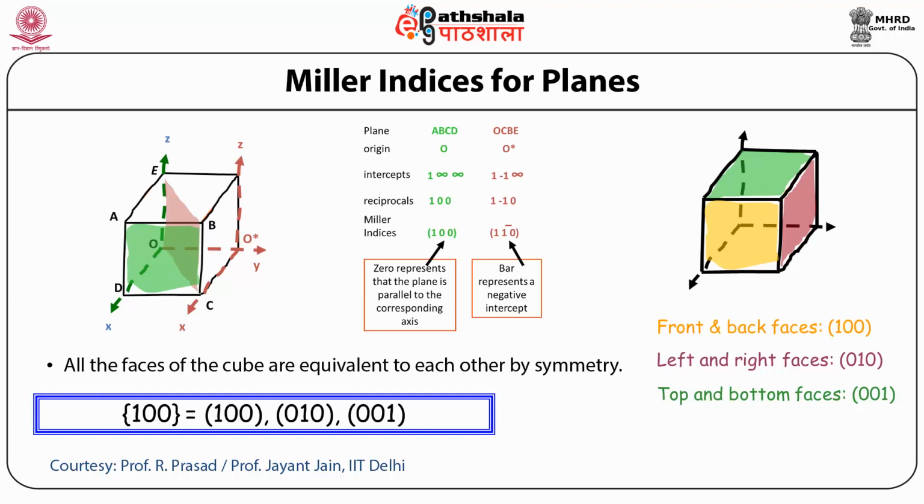Now you can see on the right side of the figure, the yellow plane, that is the front and back faces, which are parallel to each other, are (1 0 0) planes. The purple color, that is the left and right faces, are (0 1 0) planes, and the green color, corresponding to the top and bottom faces, has the Miller indices (0 0 1). Now let me recall that the curly bracket {1 0 0} is equivalent to (1 0 0), (0 1 0) or (0 0 1).